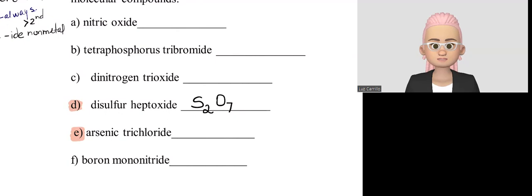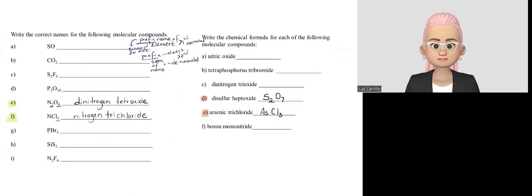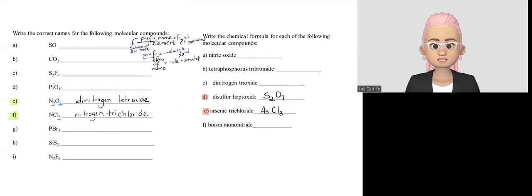In letter E, as you can see, I have arsenic, and the symbol for arsenic is As. We can observe that the second word says trichloride. Chloride refers to chlorine, and tri means that I have 3 chlorines. So the formula is AsCl3. And this is how you go from the name of the compound to its chemical formula. Make sure that you practice the rest of the problems that you see in the following slide.